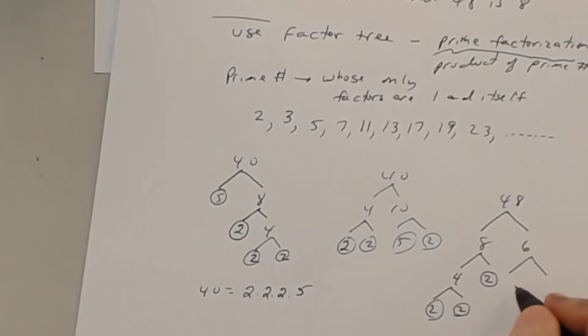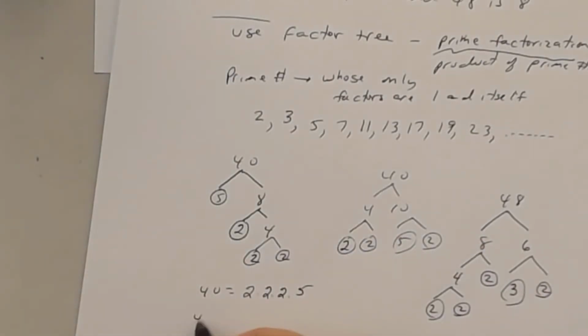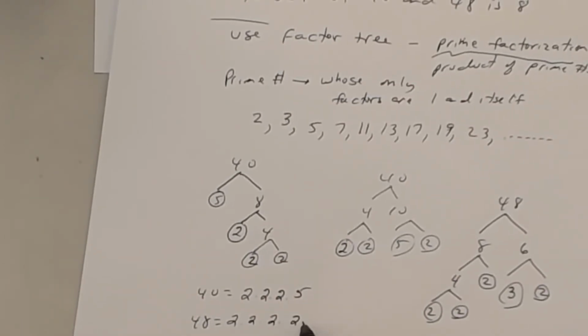6 is what? 3 and 2. I can circle those, right? So am I done with 48? Yes. So 48, in terms of prime factorization, is how many factors of 2? 4. 2 times 2 times 2 times 2 times what? 3.